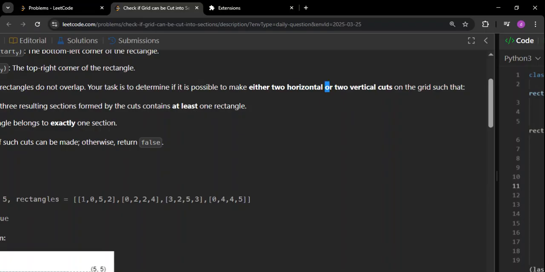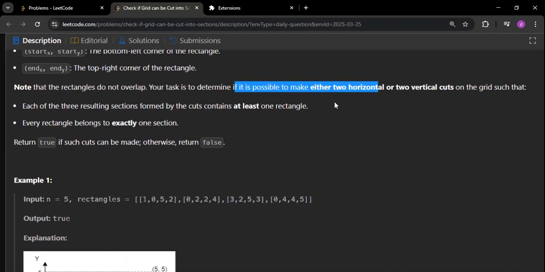Okay, "or" means either one of the conditions will be satisfied. Okay, it should be possible to make either two horizontal or two vertical cuts on the grid, such that, okay, we basically have to draw two lines. They could be horizontal, they could be vertical.